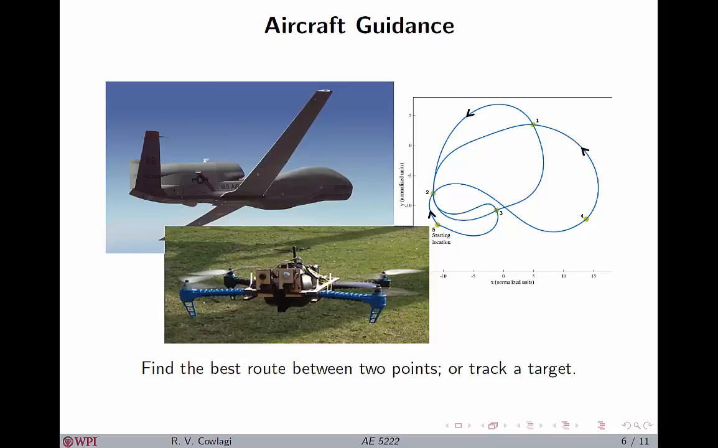Now, when we talk about aircraft guidance, both kinds of problems show up. In one case, you might want to find a path or a trajectory between two points that is in some sense the best way to go from one point to the other. That's an example that is very similar to the Zermelo problem. But you might also want to maintain certain conditions. For example, you might want to maintain altitude, or you might want to maintain tracking of a target, as you see in this video.